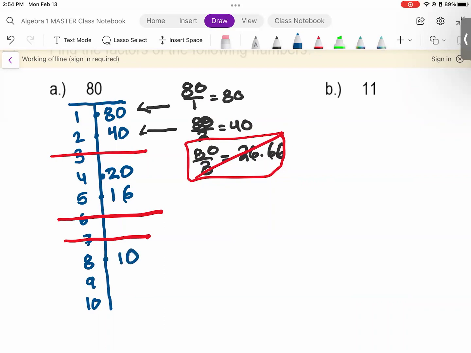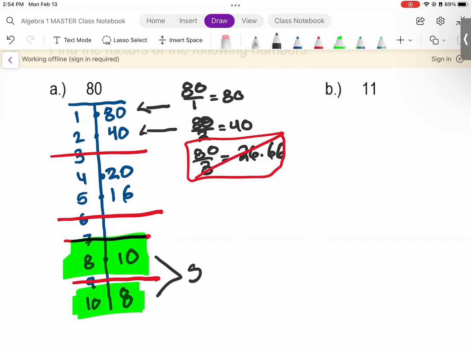Okay, and then we just keep going. 80 divided by 9, we get 8.88, so we're not going to use it either. And then finally, 80 divided by 10, we get 8. Now, notice that those two are the exact same, son los mismos. So when you get a repeated one, 8 times 10 is the same as 10 times 8. As soon as you see the repeated one, we stop right there.